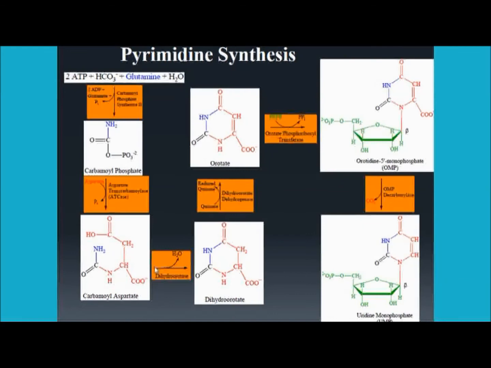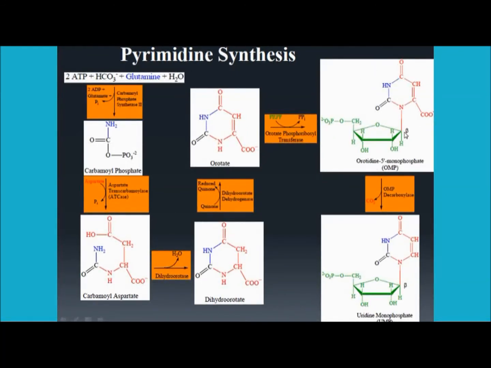Now this carbamoyl aspartate loses one water molecule by the enzyme dihydroorotase, and this finally forms the dihydroorotate. From the dihydroorotate, by virtue of another enzyme known as dihydroorotate dehydrogenase, you get the orotate, right? With this orotate, the PRPP gets involved along with the enzyme orotate phosphoribosyl transferase to form the OMP.